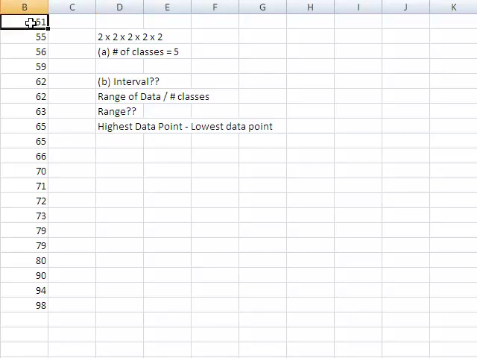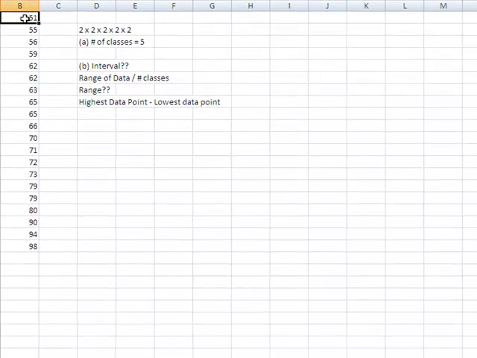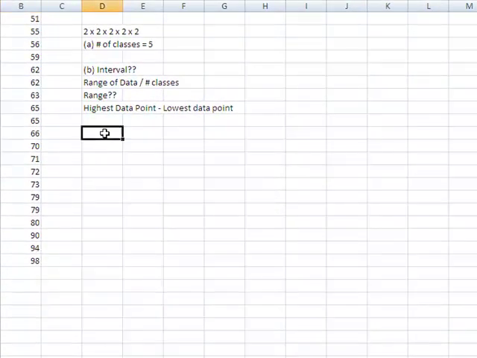Well, I've already sorted my data, so I know that 51 is my lowest and 98 is my highest. So in this case, I'm going to say 98 minus 51 equals whatever that is. Nice, I didn't get my calculator out. 98 minus 51 is equal to 47 down here. Now the rest of the formula is highest data point minus lowest data point divided by the number of classes. Well, up here I just said that my number of classes was 5, so 47 divided by 5, and last time I checked, 47 divided by 5 was equal to 9.4.